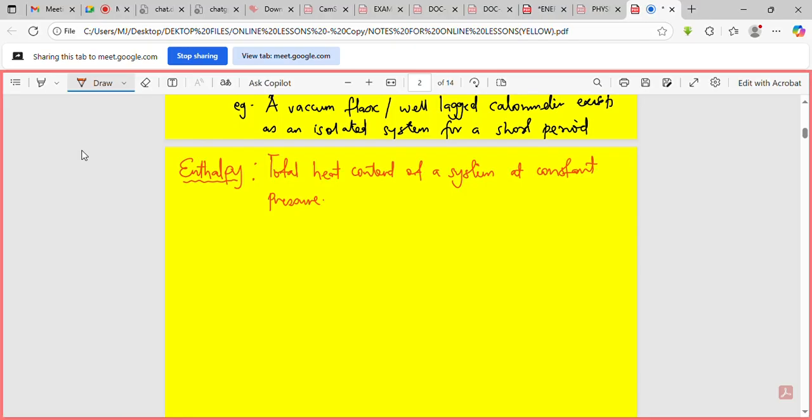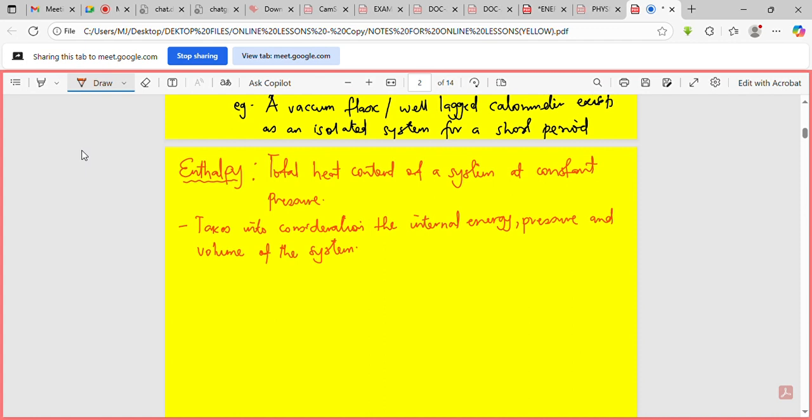So what it means is that enthalpy takes into consideration the internal energy, the pressure and volume of the system. I won't go deeper at the level of the system.